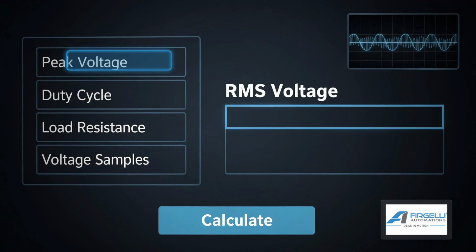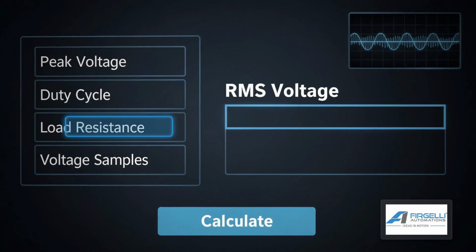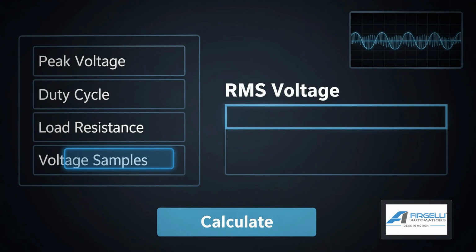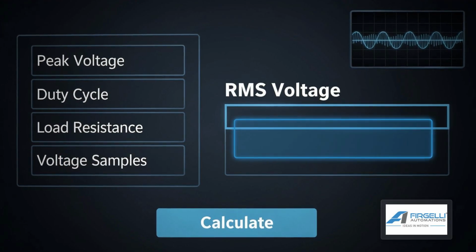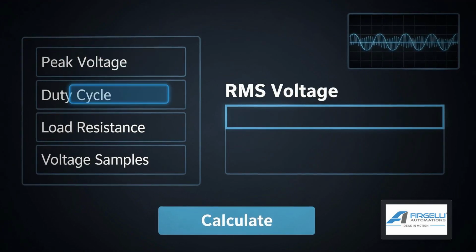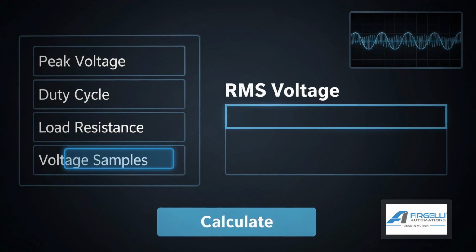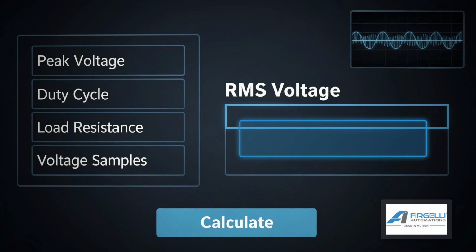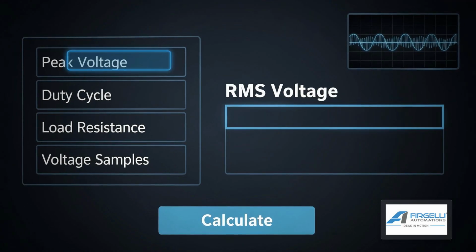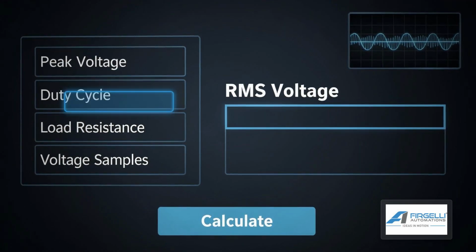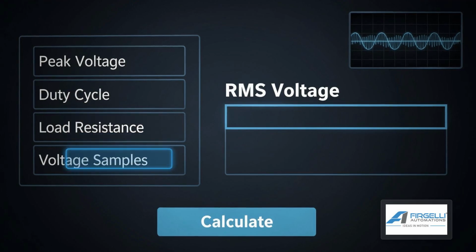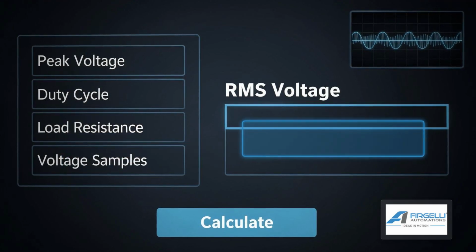The calculator provides several input fields. First is peak voltage, V peak, where you enter your maximum voltage value. There's also an RMS voltage, VRMS field for reverse calculations. You'll see a duty cycle percentage field for square wave calculations, a load resistance ohm field for power calculations, and a voltage samples field that accepts comma-separated values in volts for custom waveforms.